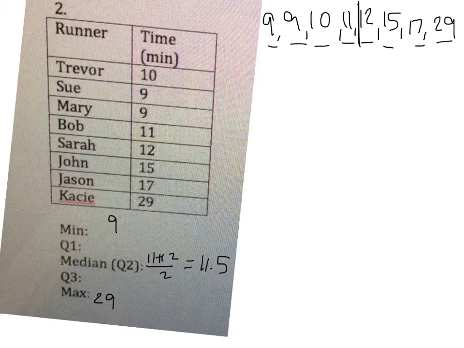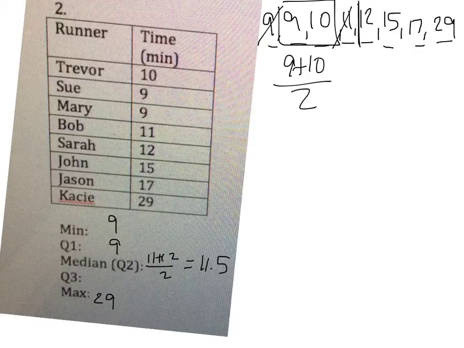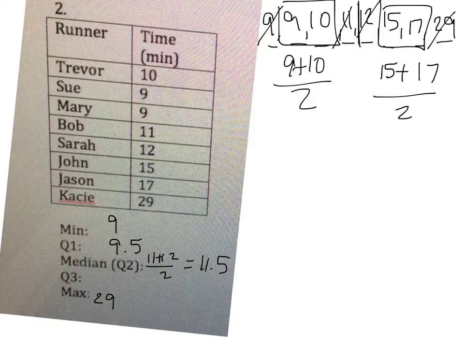Since I didn't use 11 and 12, I just look at the median of the left half. Cross those out, and it's in between 9 and 10. So you do 9 plus 10 divided by 2, which is 9.5. Then quartile 3, cross out, it's in between 15 and 17. So 15 plus 17 divided by 2, which is 16.